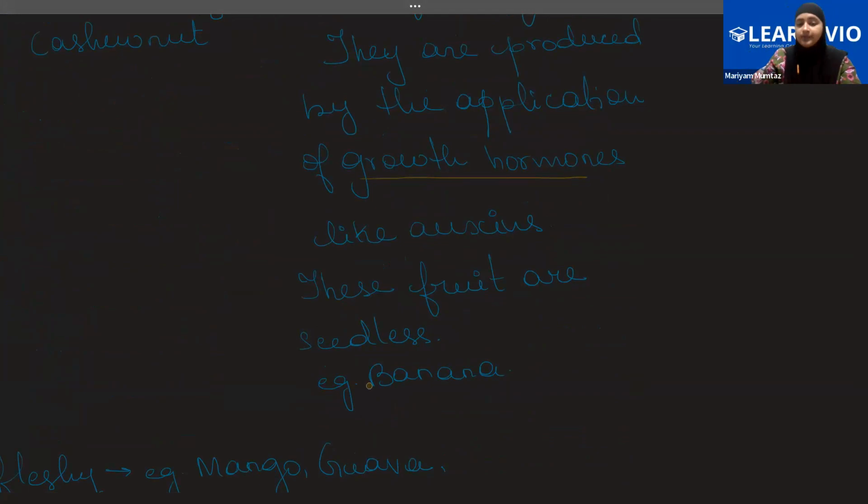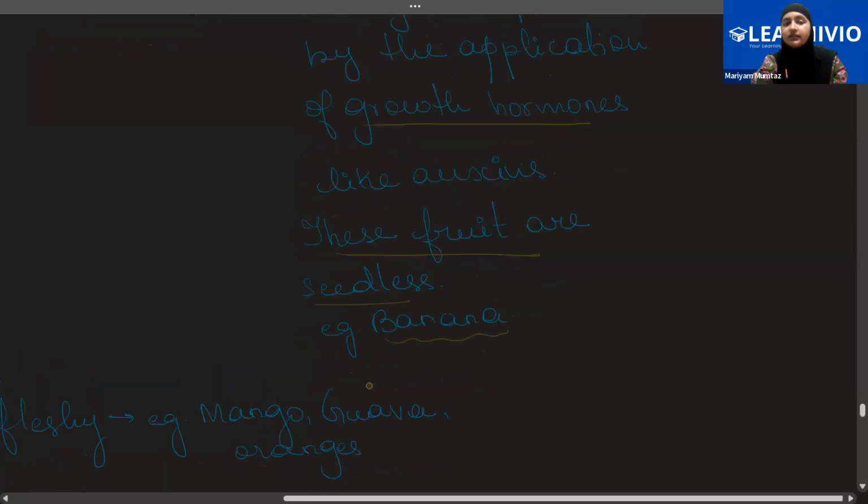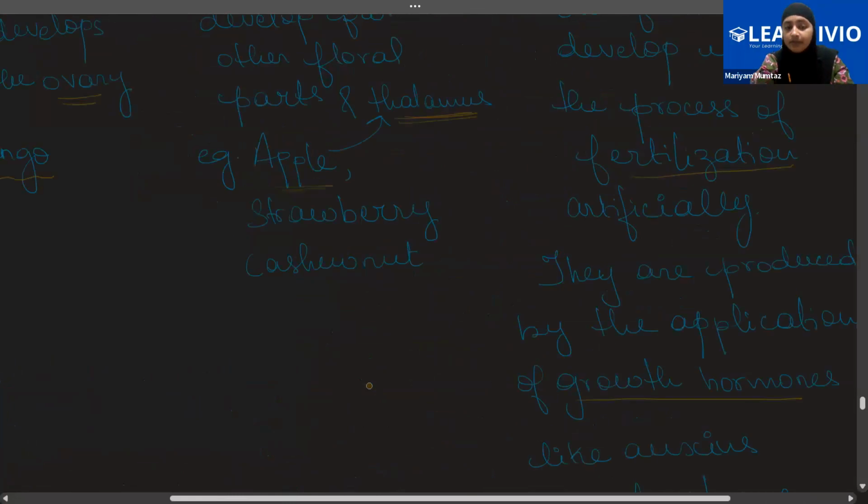And since they are not the product of fertilization, they will not have seeds also. So these fruits are seedless, such as banana. Banana is a parthenocarpic fruit. Clear? So these are the 3 different types of fruits depending upon where they develop from.